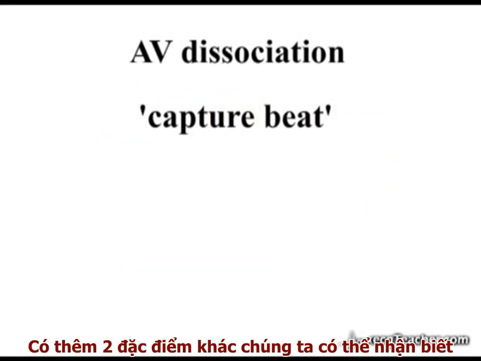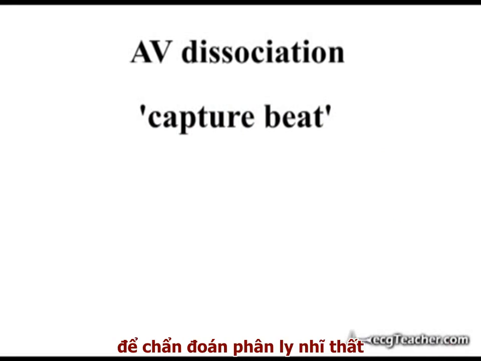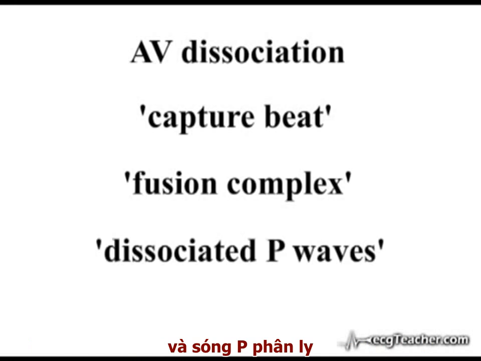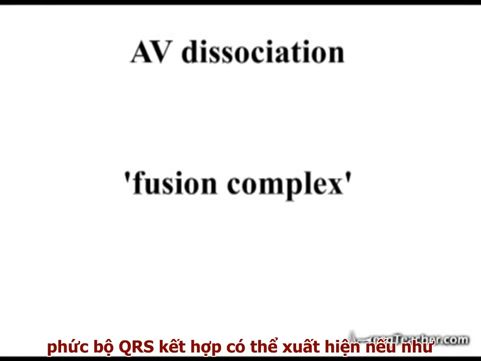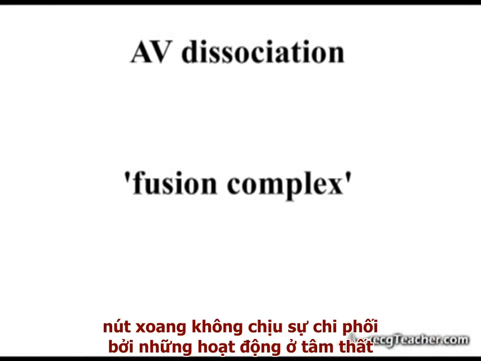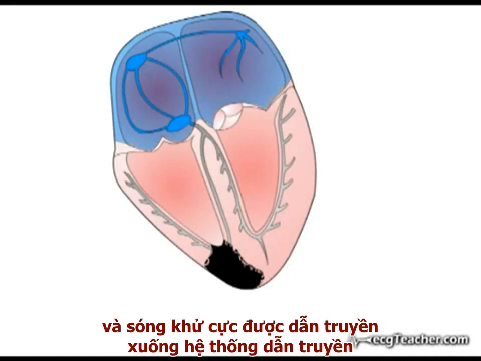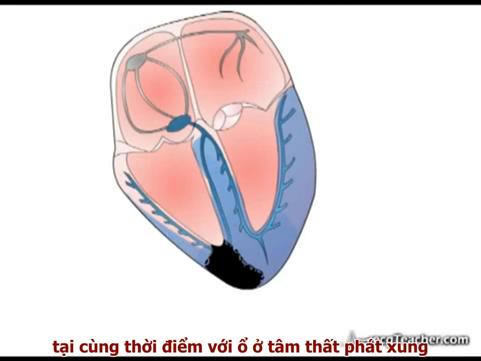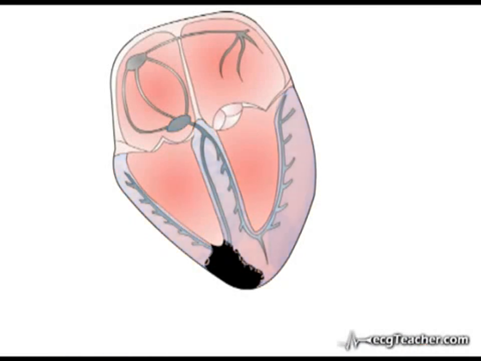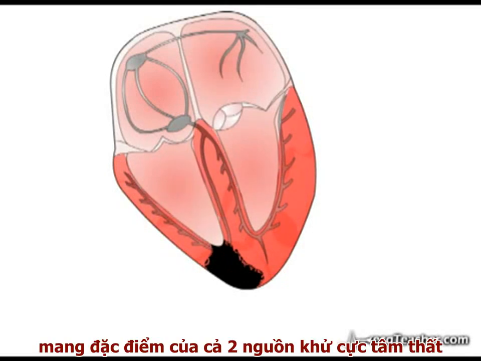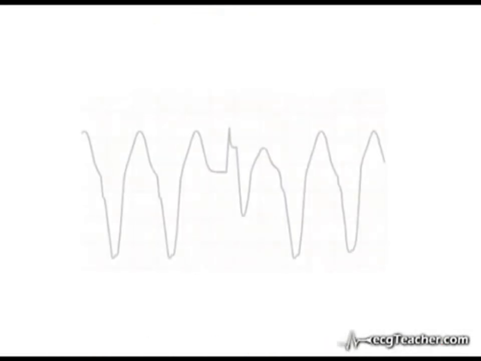There are two other features we can look for to establish the presence of AV dissociation: the presence of fusion QRS complexes and dissociated P waves. We've already seen that a fusion QRS complex may arise if the SA node, uninfluenced by events in the ventricles, fires and depolarization is transmitted into the conducting system just as an ectopic ventricular focus discharges. The fusion QRS complex generated will demonstrate features of both sources of ventricular depolarization.